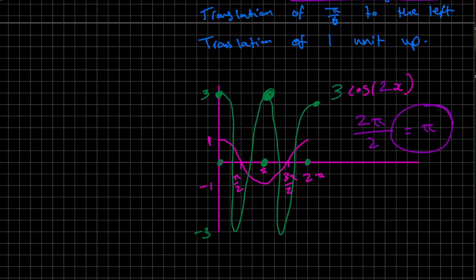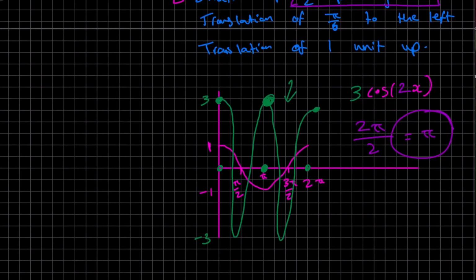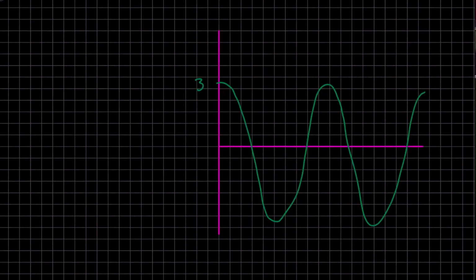Okay, now that we've handled our dilations, we can move on to our slightly trickier translations. Let's begin with our translation of pi on 6 units to the left. At this stage, I recommend redrawing our dilated graph on a new set of axes to make things a little bit more clear. So let's do that now. Okay, now that we've got our dilated graph on a fresh set of axes, we can look at our translation of pi on 6 units to the left.